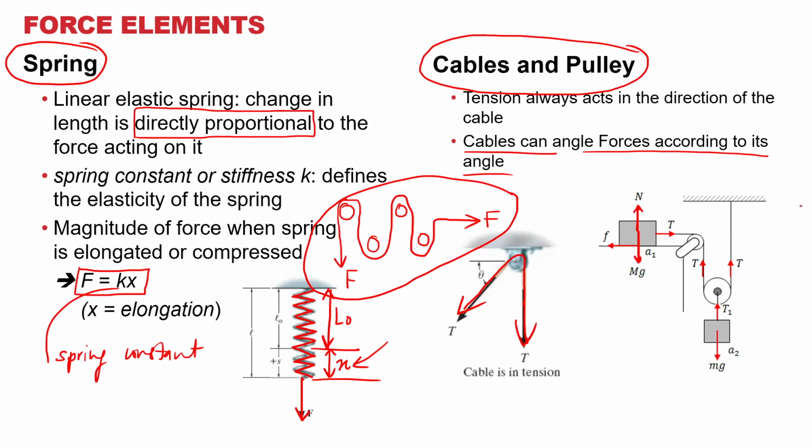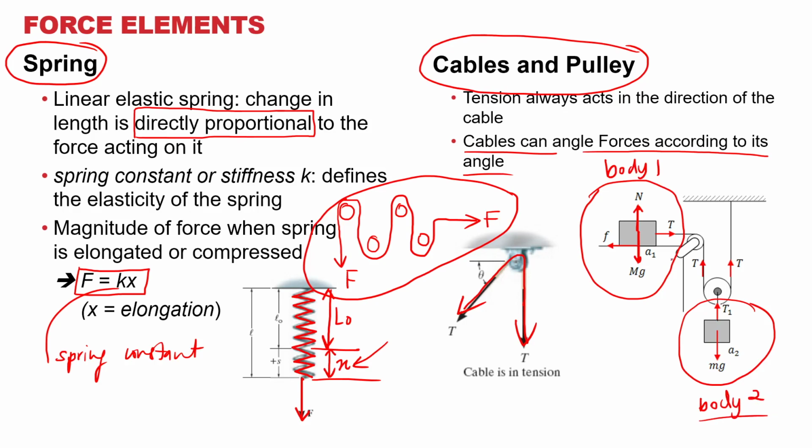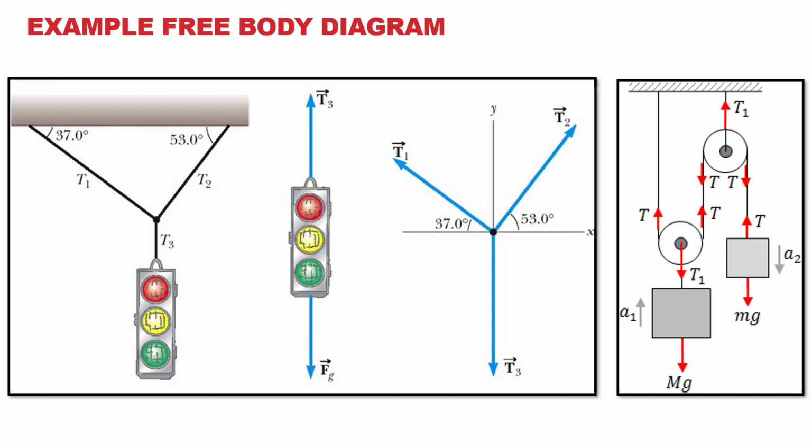So if you have a more complicated system, this is how the free body diagram should look like. You need to really, really separate. So this is one body, this is another body. So body one, this is body two. Okay, we'll be meeting a lot of cables, pulleys and springs later on. So let's look at a few more examples.